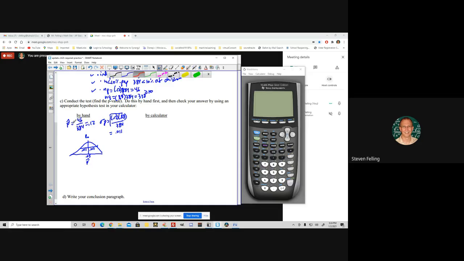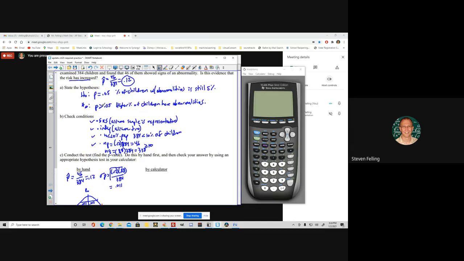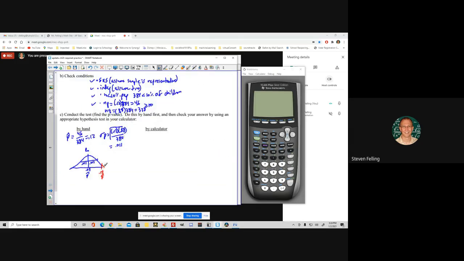So our particular p-hat value was 12%. Somewhere out here is 12%. That's the p-hat value. And because my alternate hypothesis is greater than, I'm going to shade above this. And then I'm going to use a normal CDF function to compute that. The lower value is 0.12, labeled lower, to infinity, labeled upper, with a mean of 0.05 and a standard deviation of 0.011.